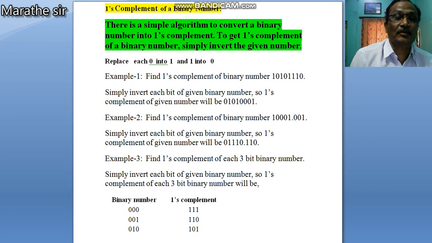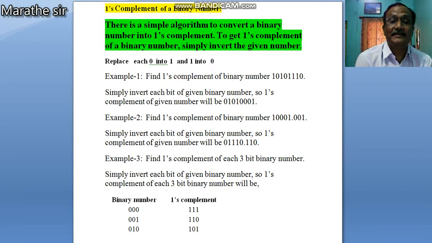Here is the one's complement of binary numbers. One's complement and two's complement of binary numbers are used in digital electronics for their different applications. Before we start, we are going to see the one's complement of a binary number. There is a simple algorithm to convert a binary number into its one's complement. To get the one's complement of a binary number, simply invert the given number.